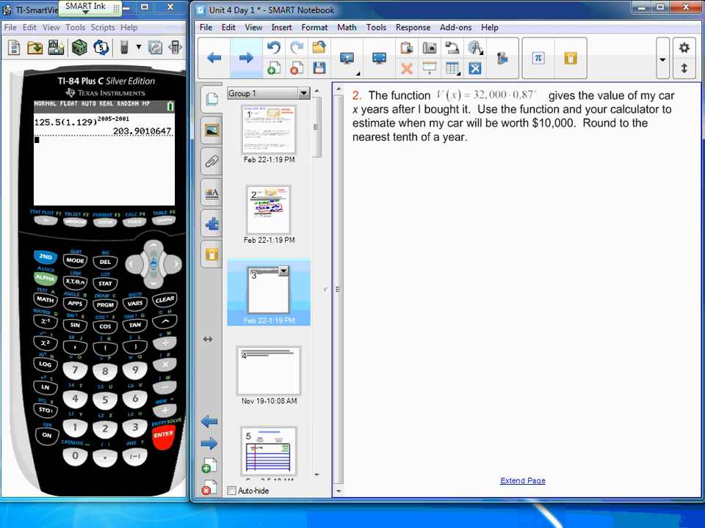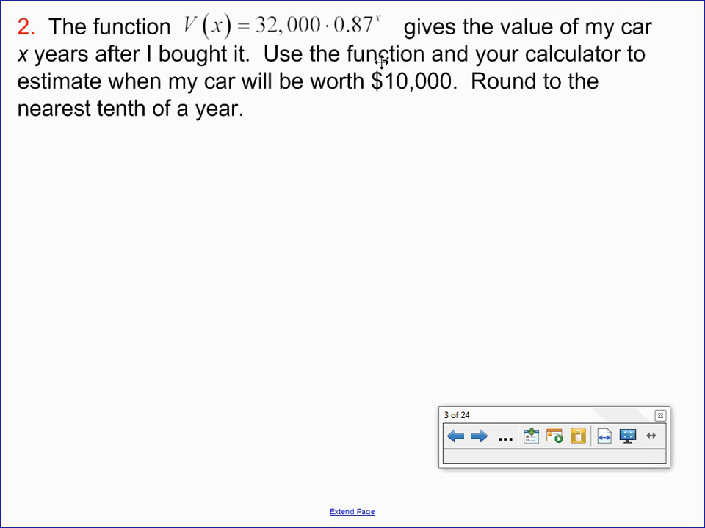This is also an exponential function. How can we tell? My independent variable, x, is up there in the exponent. And so when your independent variable is up in the exponent, that's an indication you're dealing with an exponential function. In this case, we're talking about the value, v of x, of my car, x years after I bought it. And it's given by the function v of x equals 32,000 times 0.87 to the x.